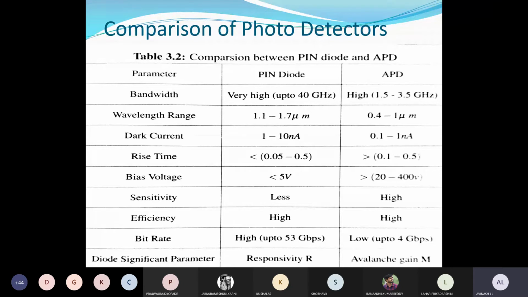Like that, the diode significance parameter. What is the significance when you are using the PIN diode? What is the special feature? Here the diode significant parameter is the responsivity R. And when you're talking about the avalanche photodetector, it is the avalanche gain M. These are the parameters. I will go through it and make a note of this for 1 minute.